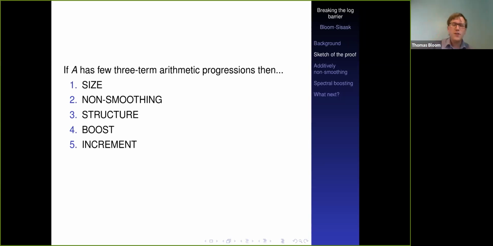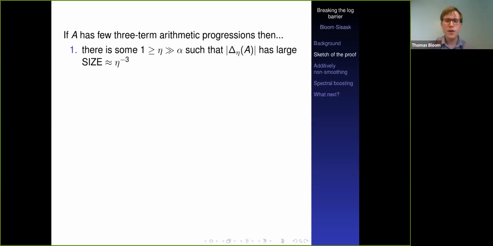Okay, so the slogan form is size, non-smoothing, structure, boost, then increment. That's how we're going to obtain our final density increment. Let me explain what these steps actually mean. If A has few 3-term progressions, then the first step is that we show that this implies that there is some eta and some associated spectrum, delta of eta, which has large size. By large size, I mean it has size roughly eta to the minus 3.